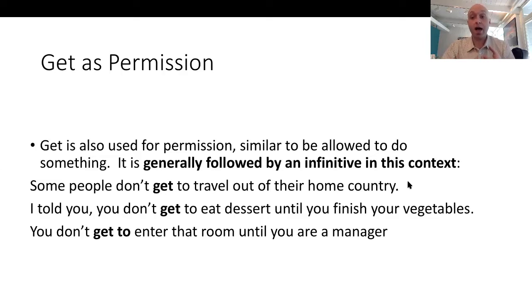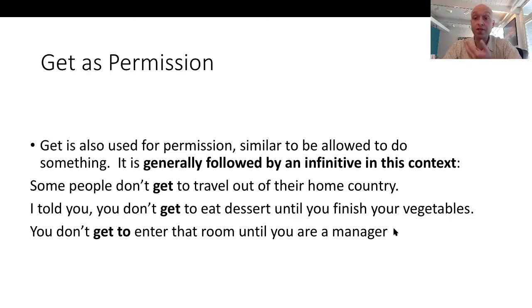Maybe they don't have a passport, or their employer keeps their passport, or the government keeps their passport, or they don't have the economic means. So some people don't get to, they're not allowed to, they don't have the opportunity. Another example, this is a classic mom, dad talking to kid type thing. I told you, you don't get to eat dessert until you finish your vegetables. You're not allowed to eat dessert. Mom and dad aren't giving you permission to eat your dessert until you eat your vegetables first.